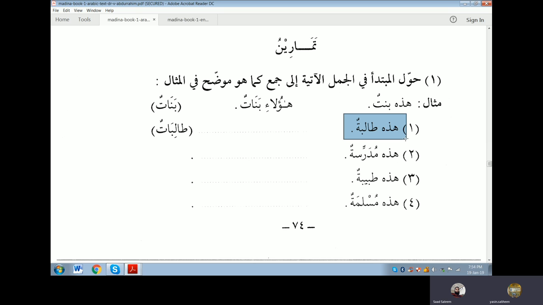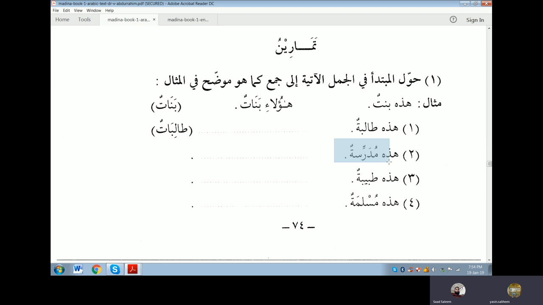Alright. So we have hadhihi talibatun, which will change to hawla'i talibatun. Hawla'i talibatun.